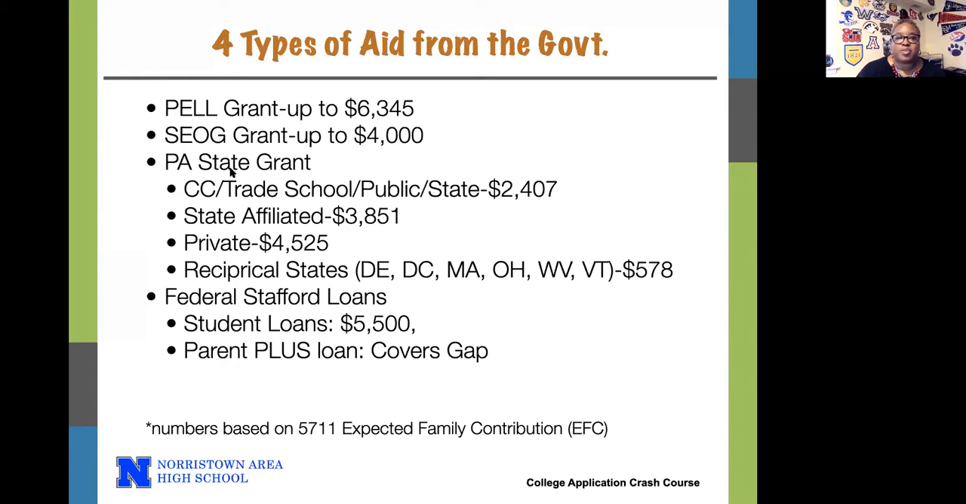Then you have your Pennsylvania State Grant. So this was that little grid that I showed you guys, okay? And so that's how much you can get in these different categories of schools. Now, for those of you who are saying, I'm going out of town, I'm getting as far away from Norristown as I can because I want to get out of Pennsylvania. That's lovely. And if you want to do that, that's fine.